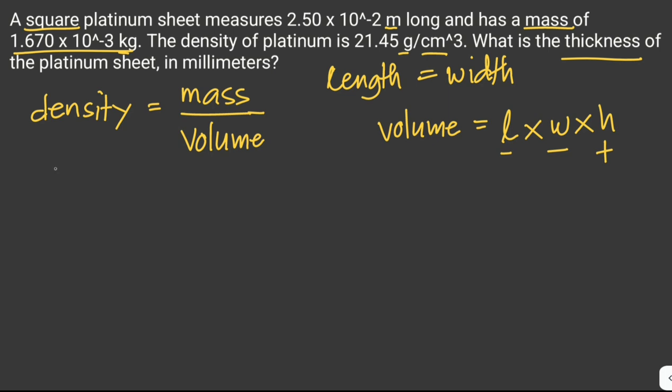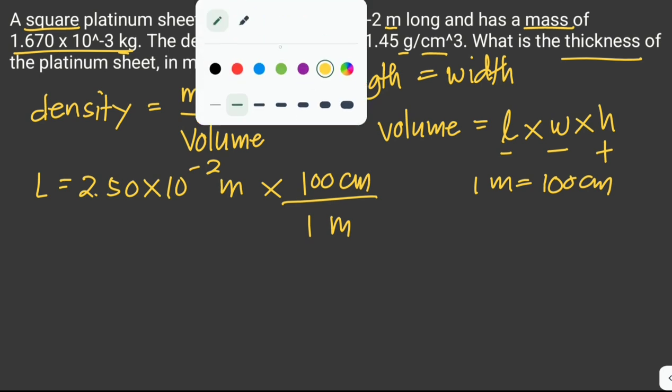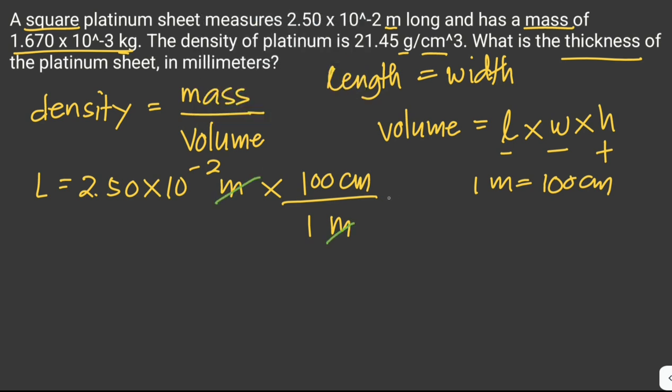So we need to convert the length, which is 2.5 times 10 to the negative 2 meters, to centimeters. So 1 meter has 100 centimeters. So we just multiply this by 100 centimeters per 1 meter. And then the meter unit here cancels out. So we just multiply 2.5 times 10 to the negative 2 times 100, which gives us 2.5 centimeters.